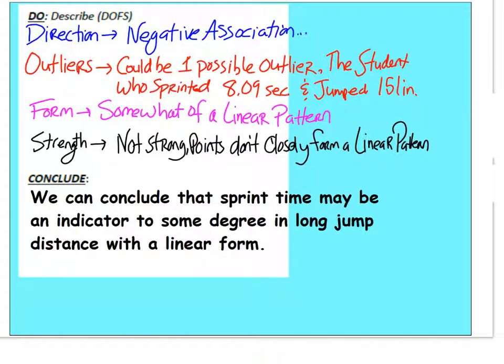What can we conclude then? We can conclude that sprint time may be an indicator to some degree in the long jump with a linear form.